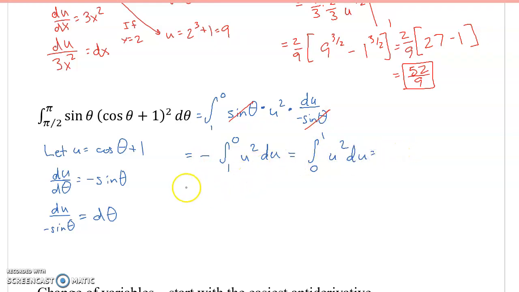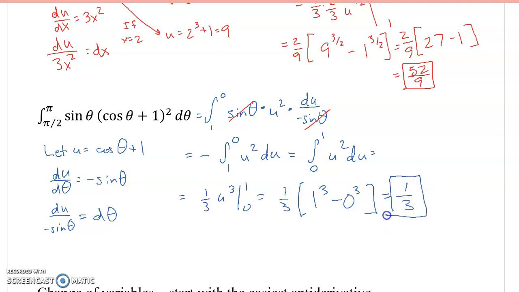And that's something we might be able to do in our head, but we'll go ahead and do it by hand. We've got 1/3 u cubed, evaluated at 1 and at 0, so we've got 1/3 times 1 cubed minus 0 cubed, which is just 1. 1/3 times 1 is 1/3. And that would be it.